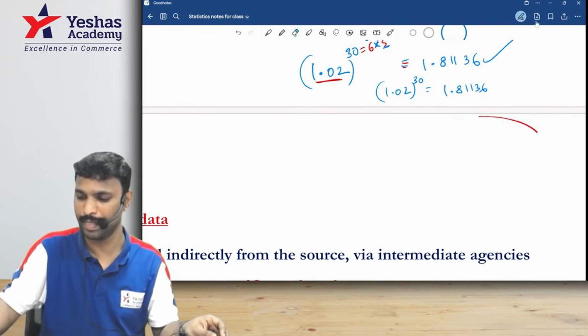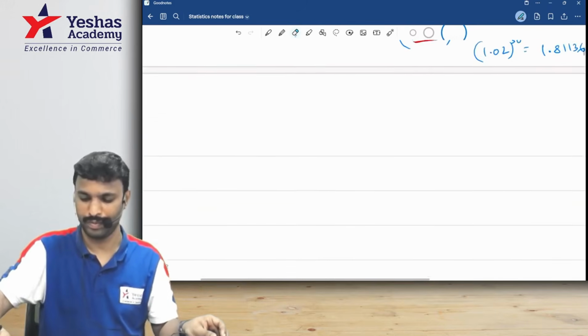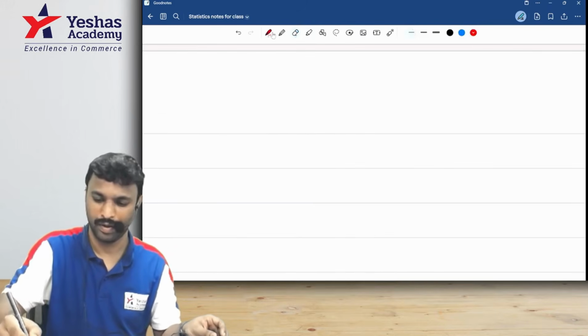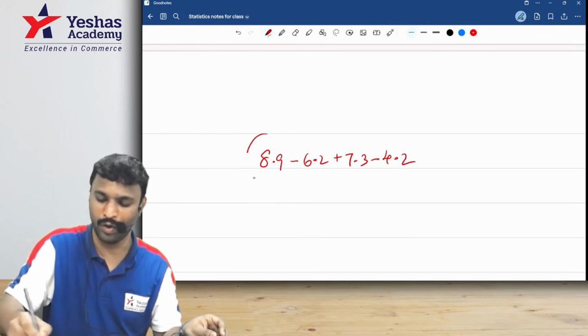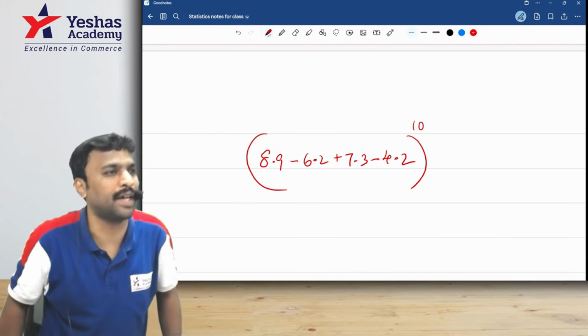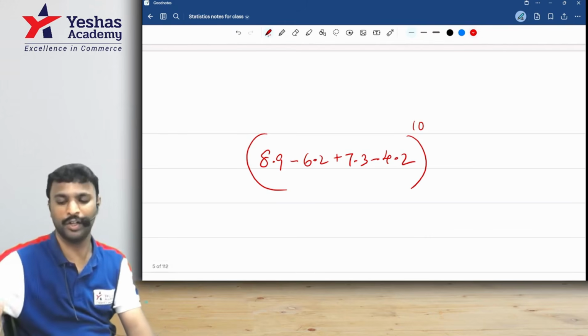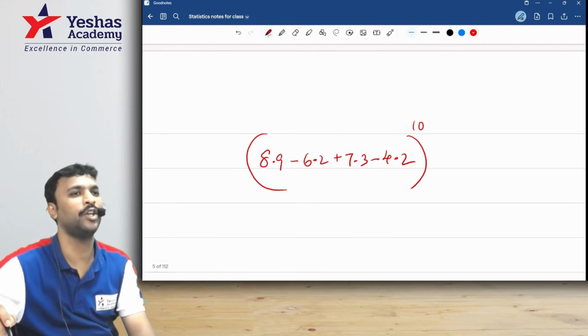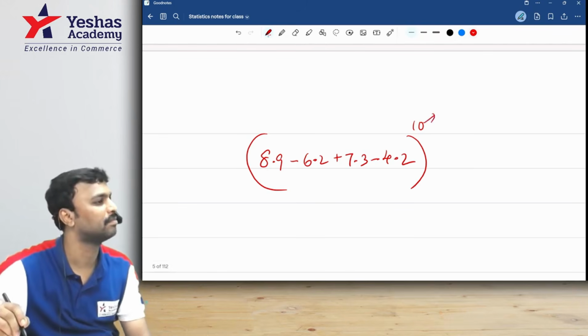Please take one more. (8.9) minus 6.2 plus 7.3 minus 4.2, whole power. Can you keep the counter reference? What to do? Equal to, you have to count. But would you press equal to 9 times?